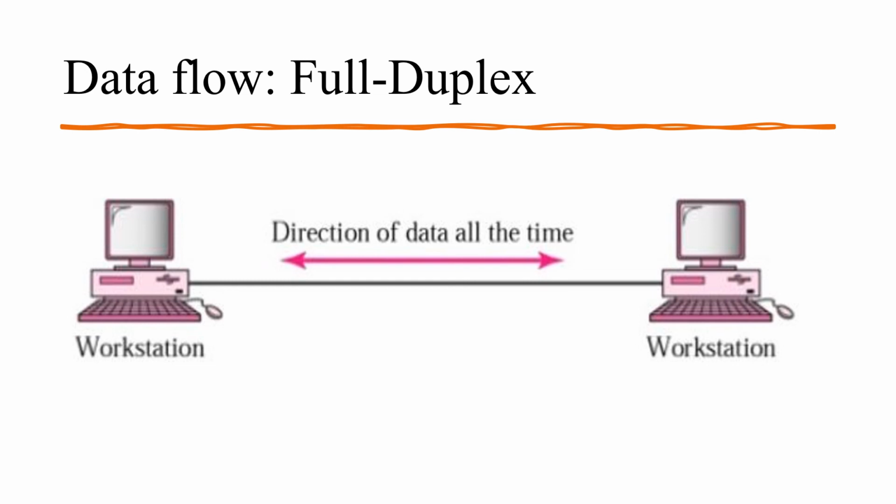This sharing can occur in two ways. Either the link must contain two physically separate transmission paths, one for sending and the other for receiving, or the capacity of the channel is divided between the signals traveling in both directions. An example of duplex communication is the telephone network.